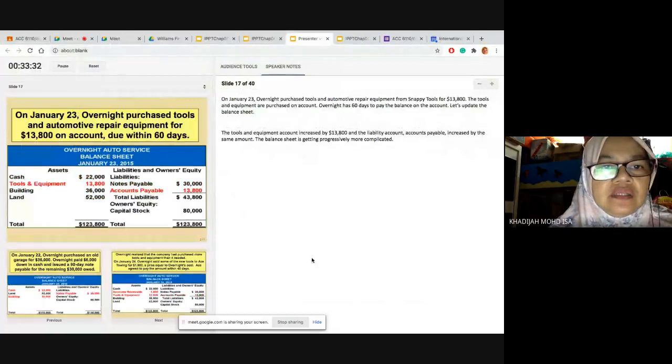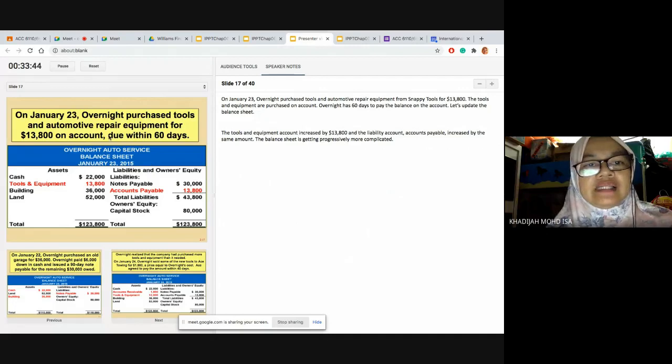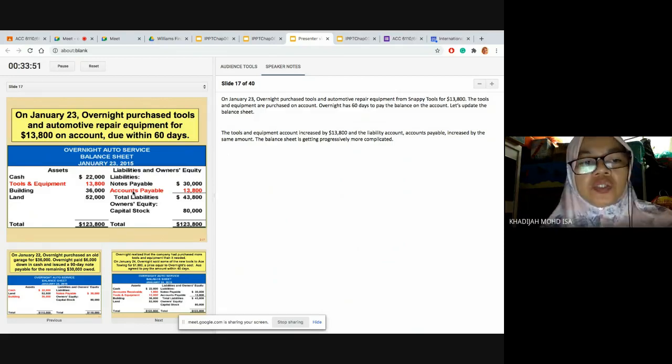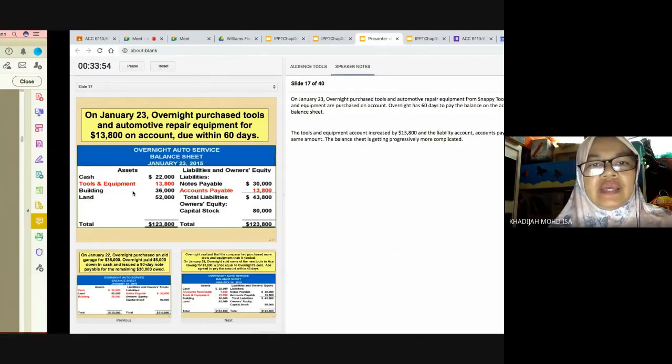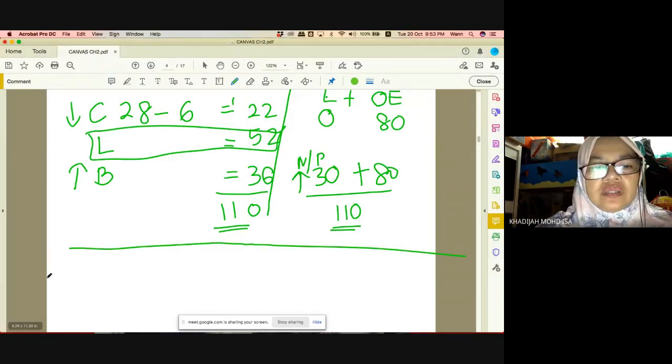Next, you purchase tools. Again, tools for the automotive repair. Here you have 13,800, due within 60 days. What happened is that in this case, they don't say note payable. They call it an accounts payable. See the difference? So if you were to do it again, you have to understand. You have cash initially 22, and now it's not 22 minus, because you pay by cash. Your cash now is 22 minus how much you pay?